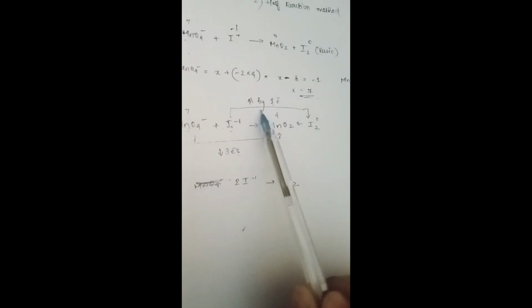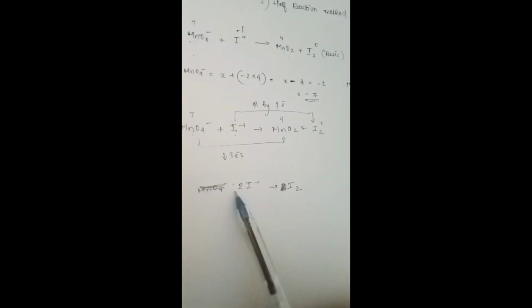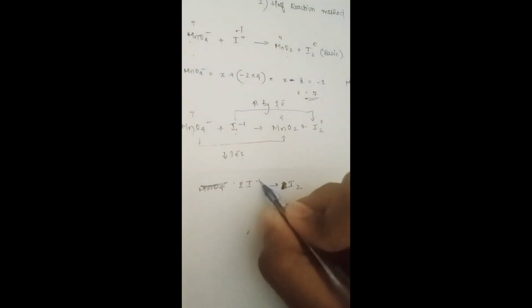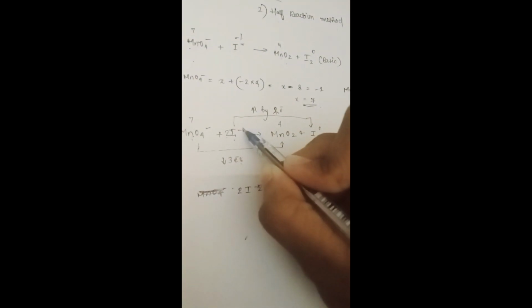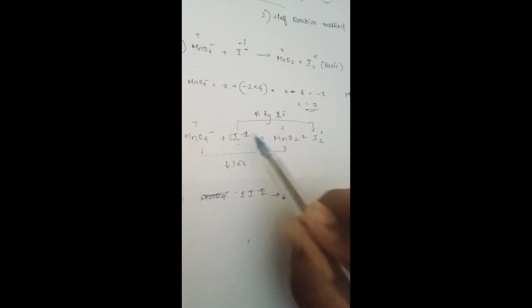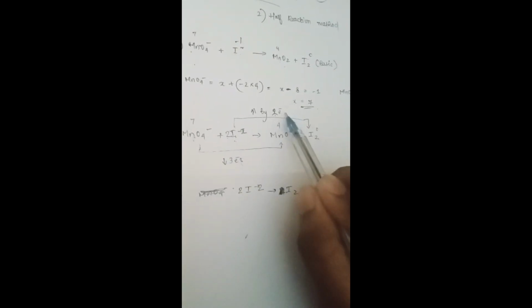Now look, the electrons were increased by 1 electron, that is I minus 1 to I2 at 0. So this is for one iodine. What about here? There are two, so it is actually increased by 2 electrons if we keep 2 iodine here. I hope you understood. This is 1 iodine and minus 1. When there are 2 iodine, it will be minus 2, so it will be 2 electrons.